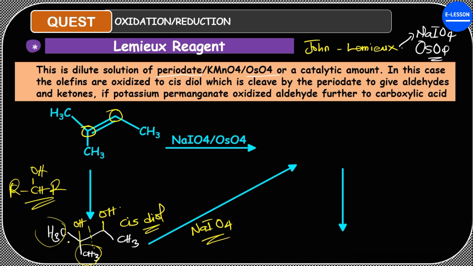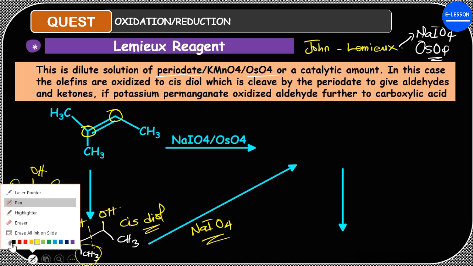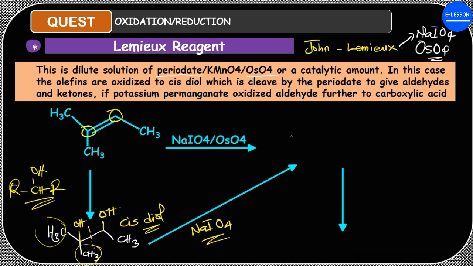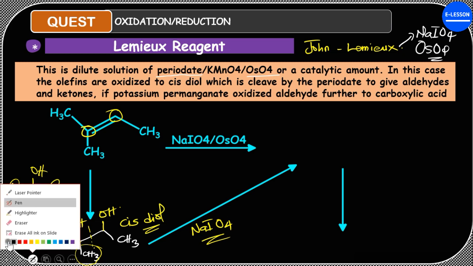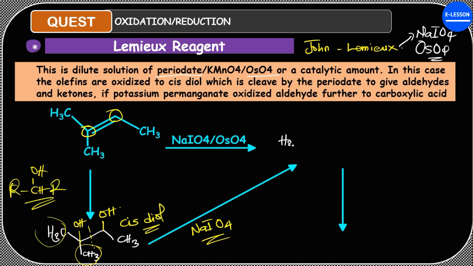Now, when secondary alcohols are oxidized, what are we expecting? According to everything we've learned, you are expected to have a ketone. So this product will give us a ketone. So this will give us something like this. So we have H3C, and then you have double bond O, CH3. Now this is the product that is formed. This is the ketone product that is formed.